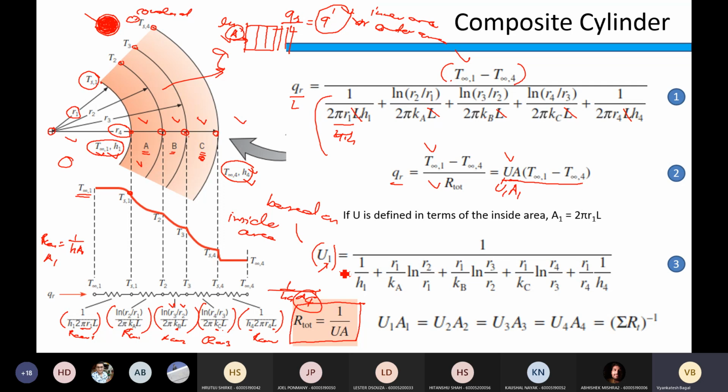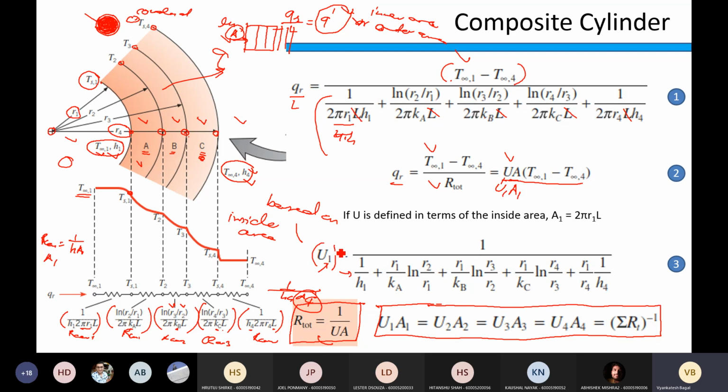And now, once you know U1, you can use this condition that U1 A1 is equal to U2 A2 is equal to U3 A3 is equal to U4 A4 is equal to reciprocal of the sum of all the resistances, 1 upon summation R. This condition you know, right? So based on this, you can write this kind of relation.